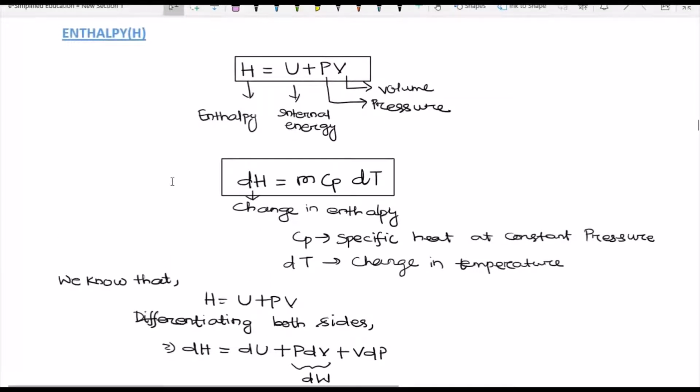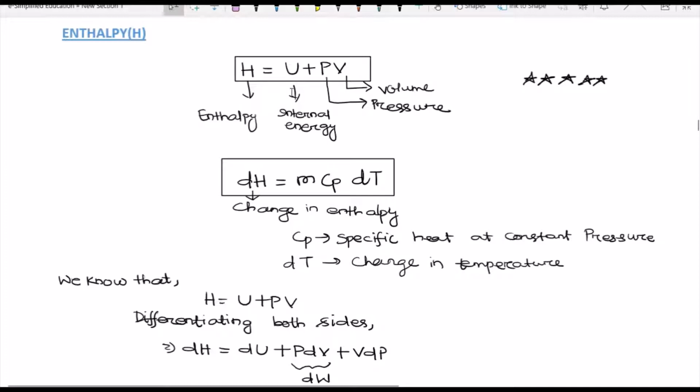Next, coming to enthalpy. Enthalpy is also a heat energy. Enthalpy is nothing but one kind of energy which is defined as H equals U plus PV. This is a very important formula. H equals U plus PV, where H is the enthalpy, U is the internal energy, P is the pressure, and V is the volume. So this is the definition of enthalpy, the summation of internal energy and the multiplication of pressure and volume.